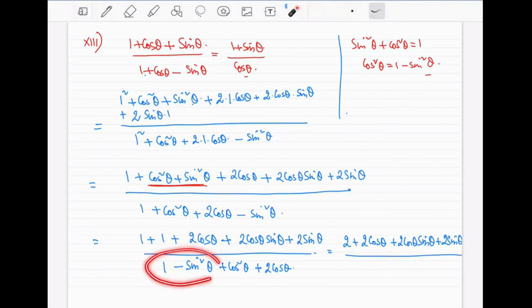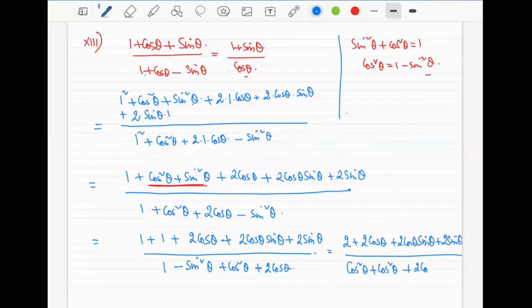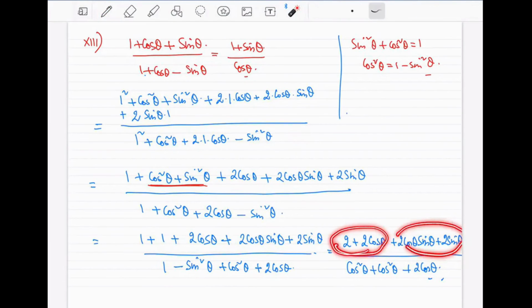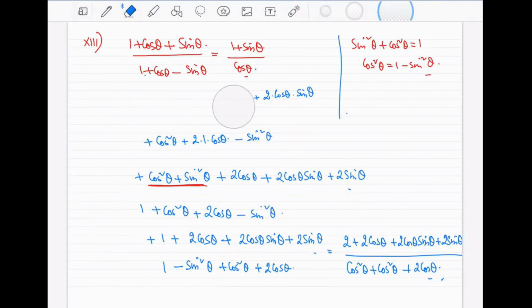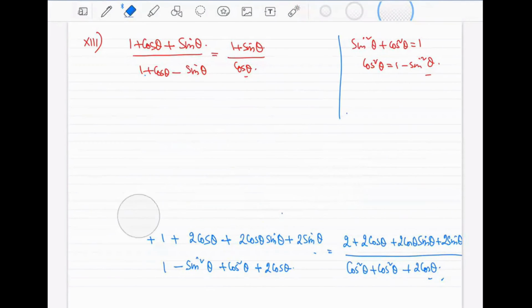Denominator, we are going to change this using this formula right here. We're going to change this into cos square theta plus cos square theta plus 2 cos theta. Okay, time for you to copy. Next step, we are going to take common factor between these two. We will add these two together and then take common factor again. 2-3 more steps and then we'll be done.